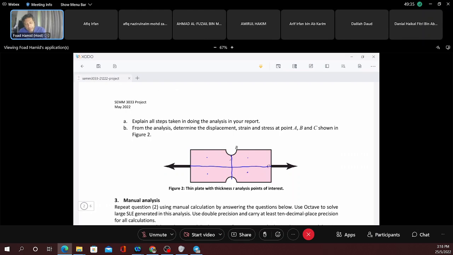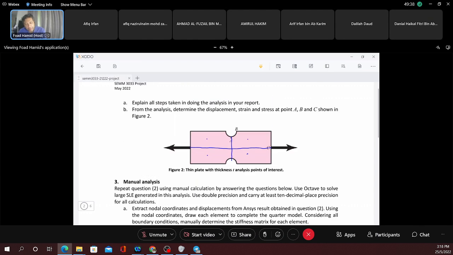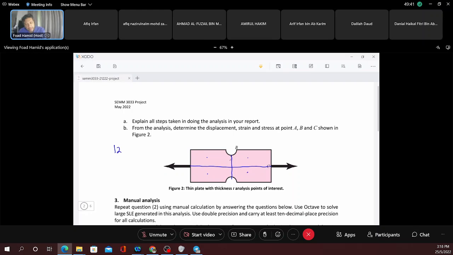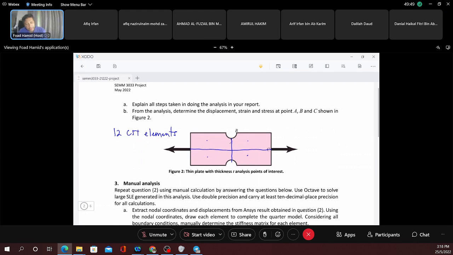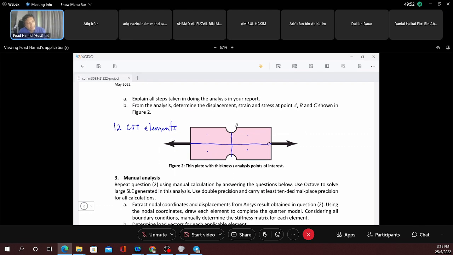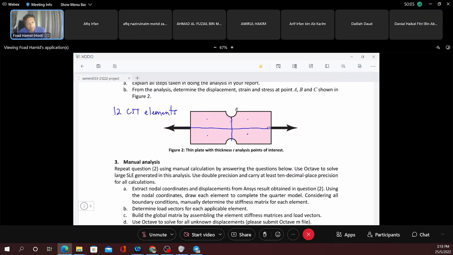Next is manual analysis. Remember that for this, we need to have 12 CST elements. So now you want to use manual analysis. For the manual analysis, you need to find all the stiffness matrices for all elements. Element 1, element 2, element 3, element 4, and so on. So this will be huge. Repeat question 2 using manual calculation by answering the question below. Use Octave to solve large SLE.